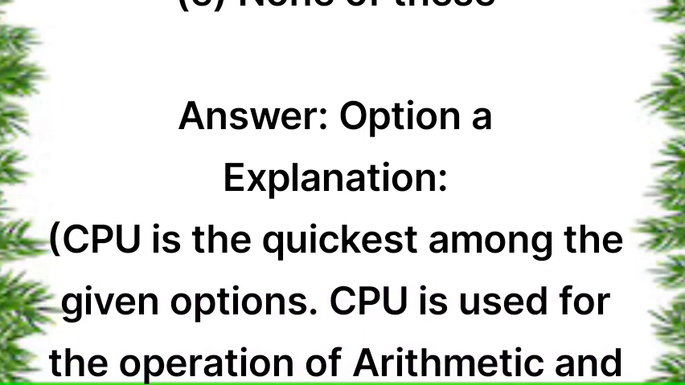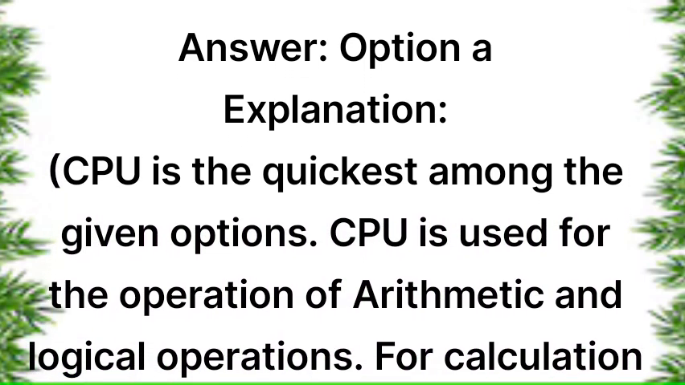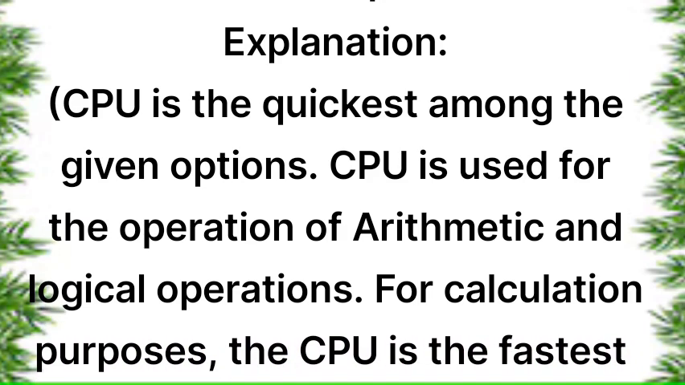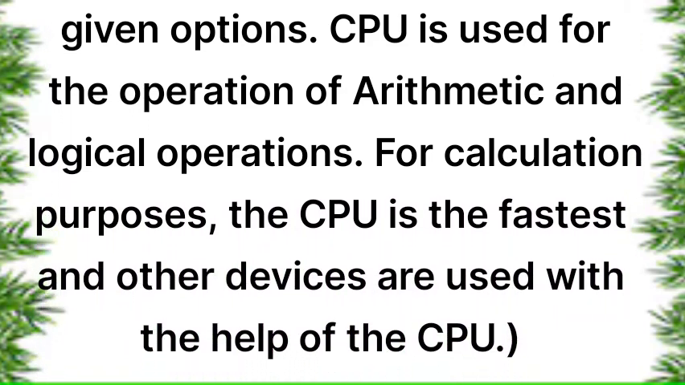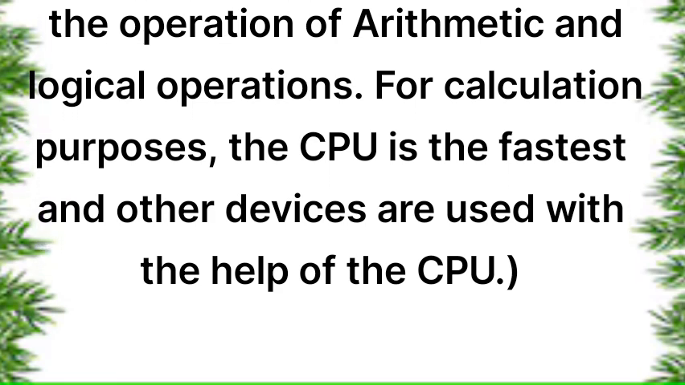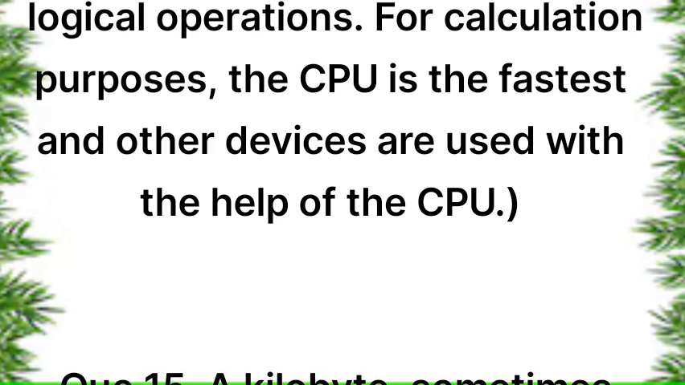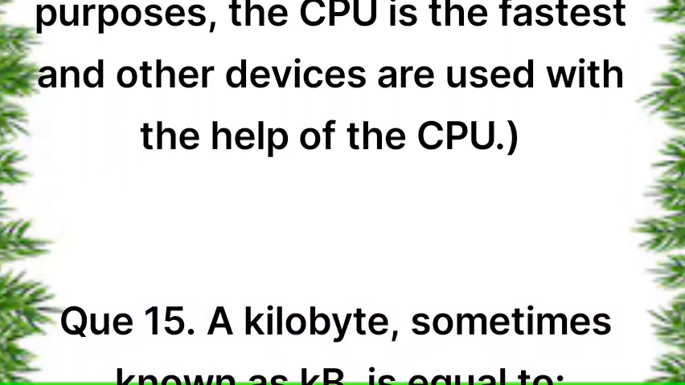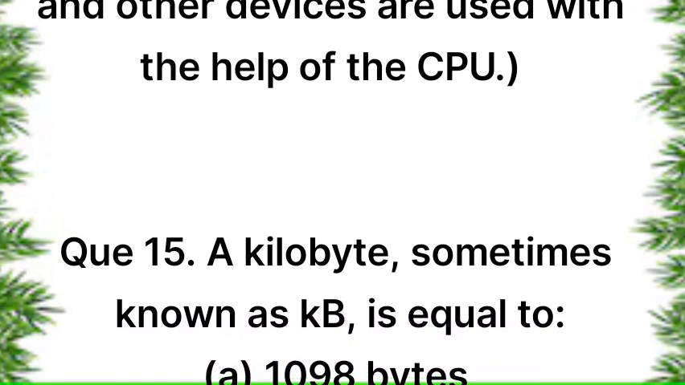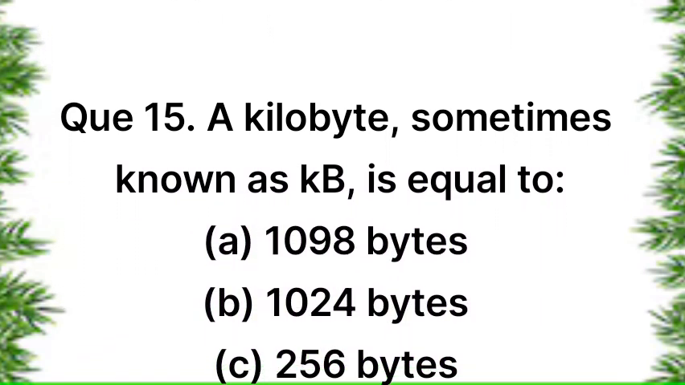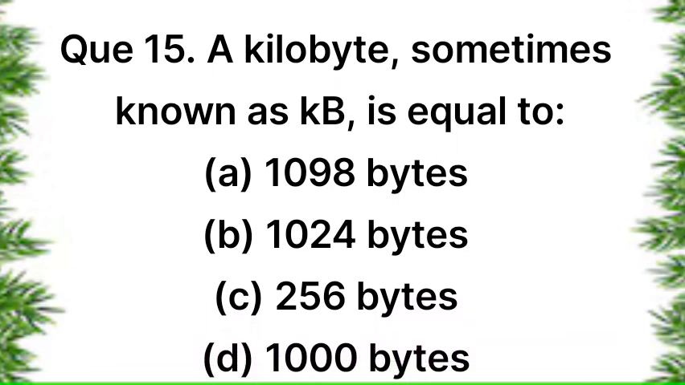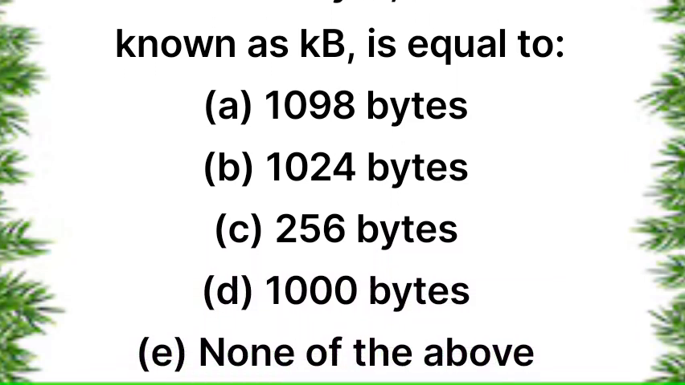Q15. A kilobyte, sometimes known as KB, is equal to A. 1098 bytes. B. 1024 bytes. C. 256 bytes. D. 1000 bytes. E. None of the above. Answer, option B. Explanation. 1 kilobyte is equal to 1024 bytes.